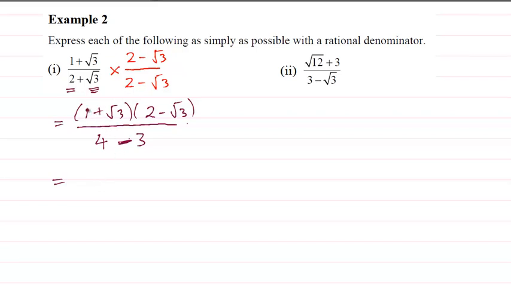But on the top, first you're going to have 1 multiplied by 2 give you 2. 1 times minus root 3. Root 3 times 2 is plus 2 root 3. Root 3 times minus root 3 is going to be minus 3. And we're dividing by 1, so we ignore that. So 2 minus 3 is minus 1. Then minus root 3 plus 2 root 3 is plus root 3.